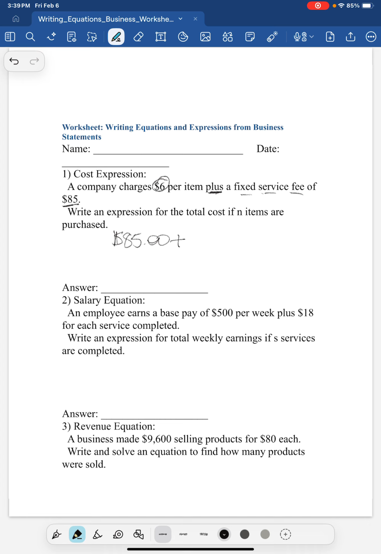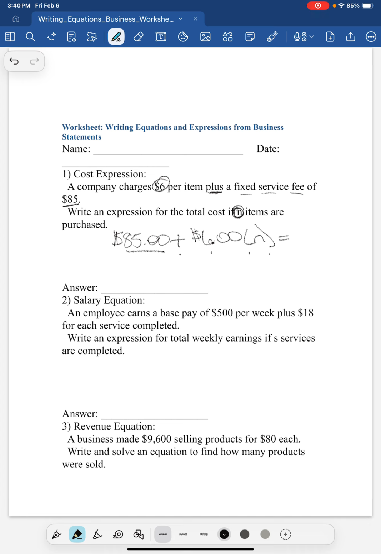Okay, and it says write an expression for the total cost if N is what you're going to use for your variable, if N items are purchased, okay? So it's $6 per item, and N is what you're going to be looking for because you want to know how many items. So the expression you would need is $85, your fixed service fee, plus $6 times however many items you sold, and that's going to give you your total, okay? That's how you would set that up.